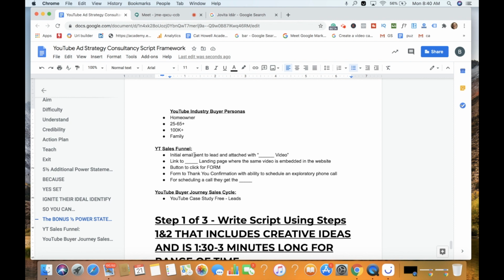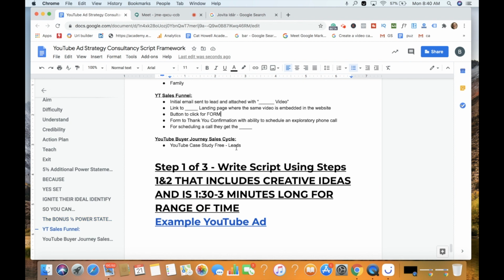So however this is going to be set up, whether it's a video ad that goes to a landing page or a Calendly scheduler link or whatever, it's about making sure that's all clear with whatever your funnel is going to be, and then the sales cycle.